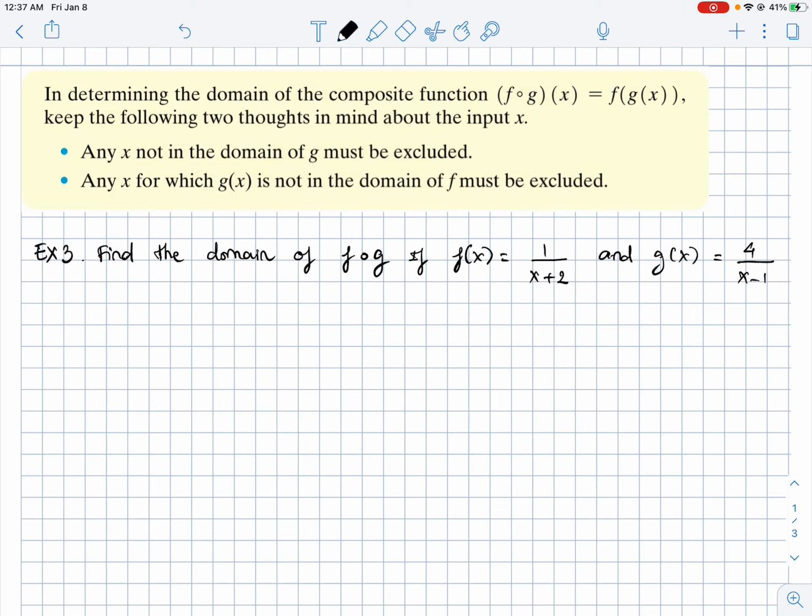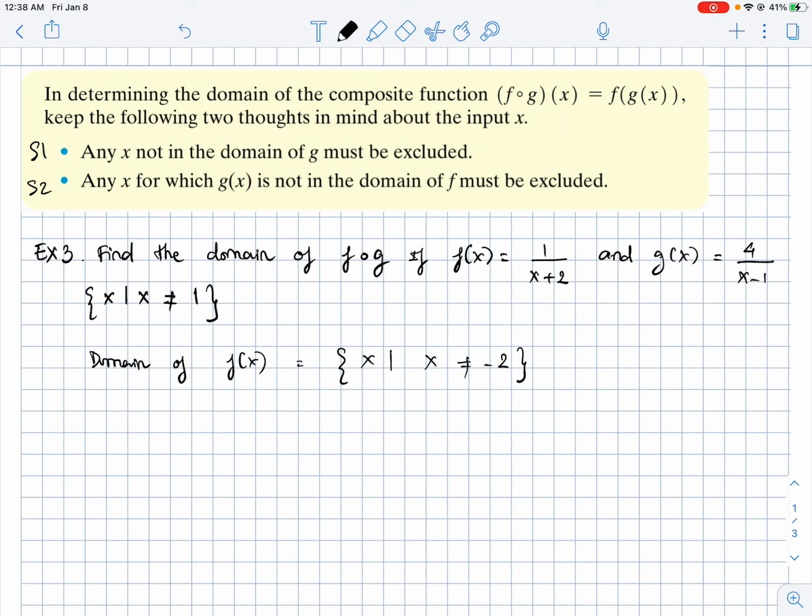So first of all, let's do step number 1. We look at the function g. The domain of g is all real numbers except for x equal to 1. And then in step number 2, we look at the function f. We see that the domain of the function f of x is all real numbers except for x equal to -2.